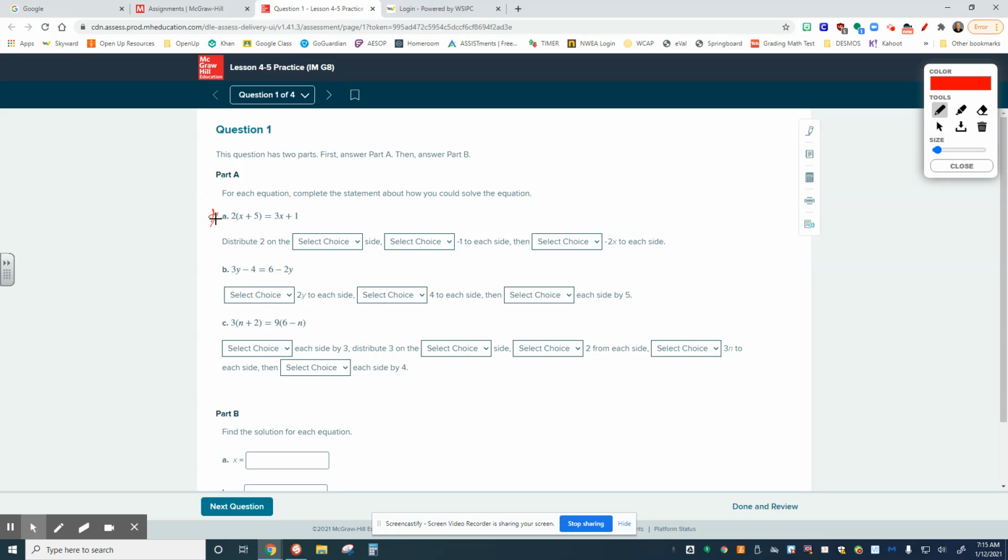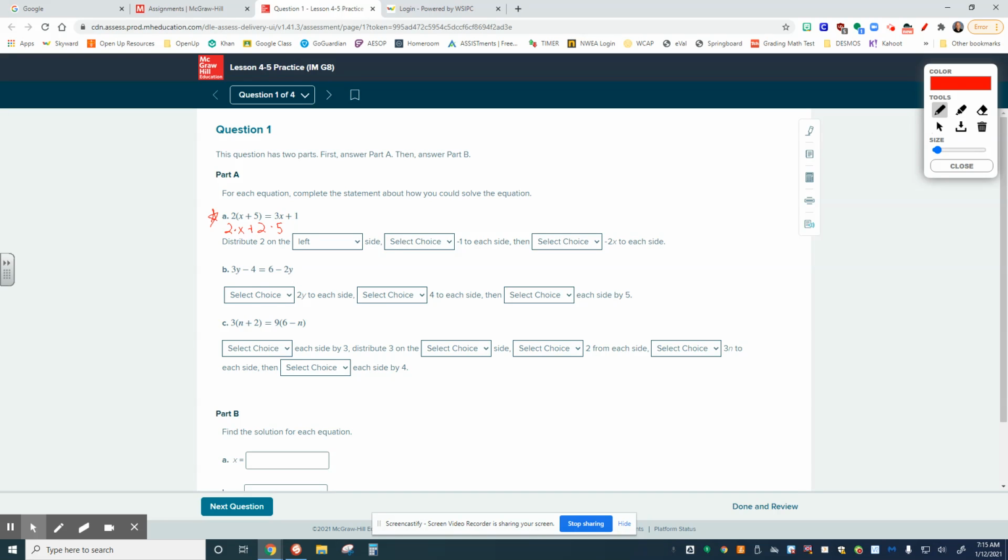The first thing that we're talking about here is that we're going to distribute 2 on the blank side. In this case, this is our left side over here, so we're going to talk about distributing 2 times x plus 2 times 5 for that side. And so we could say on the left side, blank -1 to each side.